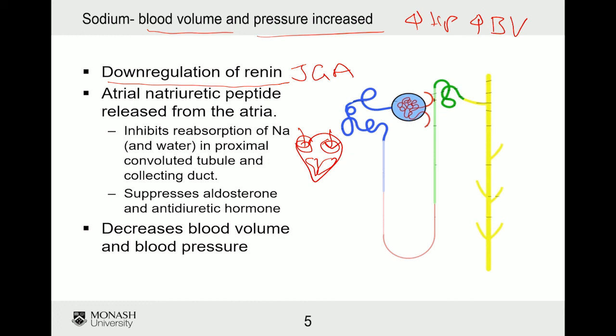Now, this peptide inhibits reabsorption of sodium and water, so it stops the water and stops the sodium from leaving the proximal convoluted tubule and the collecting duct. So it's trying to leave the sodium and it stops it, keeps it in the filtrate. It also works to suppress aldosterone and antidiuretic hormones so that they can't work to increase reabsorption of sodium. Now, because we have sodium and water not going into the blood, but into the urine, it decreases blood volume and blood pressure.